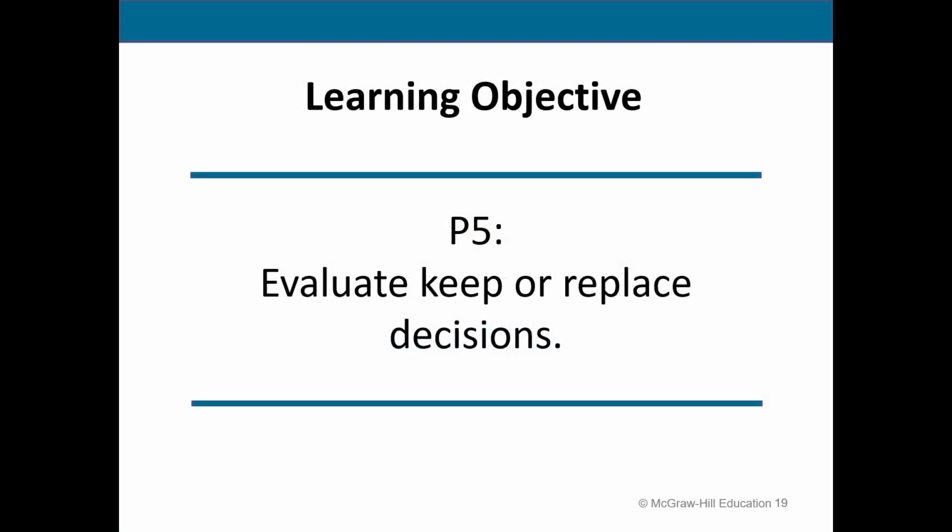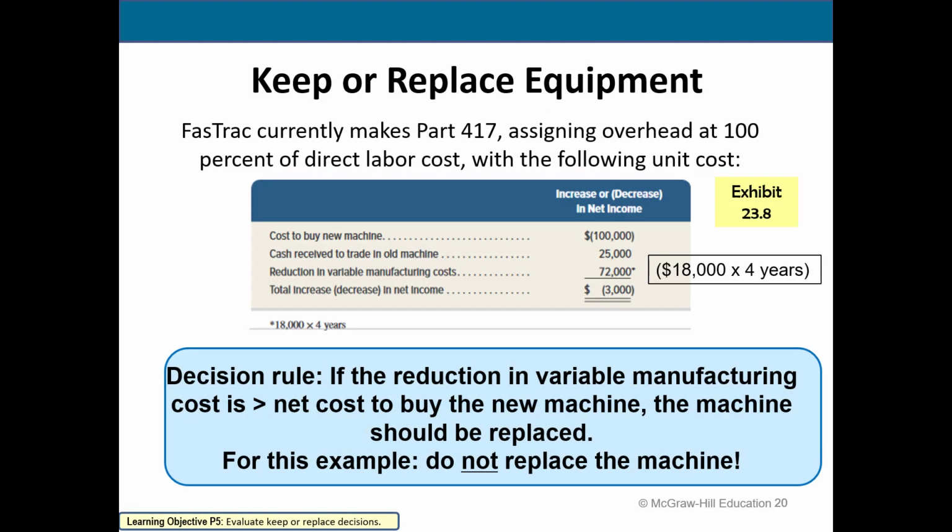We will look at how to evaluate keep or replace decisions. A keep or replace decision has to do with purchasing an asset. So we want to look at reduction in variable manufacturing cost with purchasing a new piece of equipment. Is the reduction in the cost greater than the net purchase price? If so, then you should replace the equipment. The net purchase price is its total cost minus any trade-in allowance or cash received for trading in an old piece of equipment.